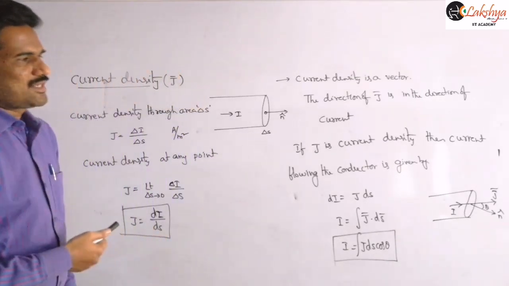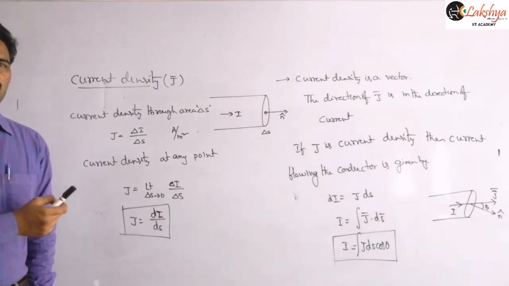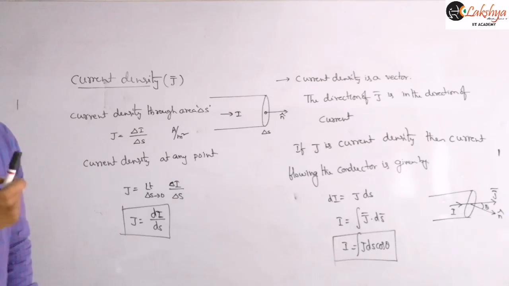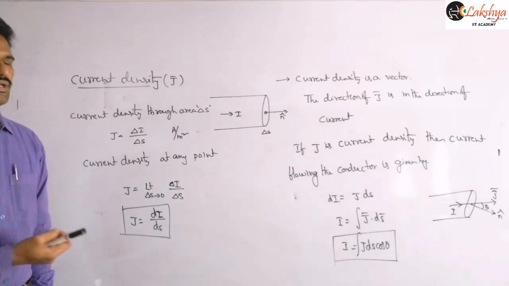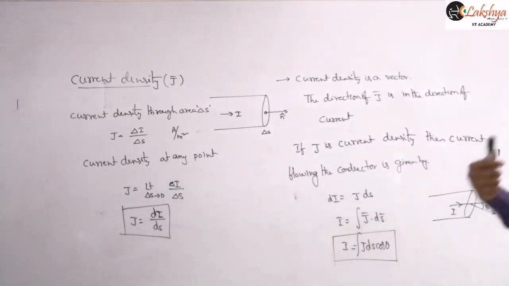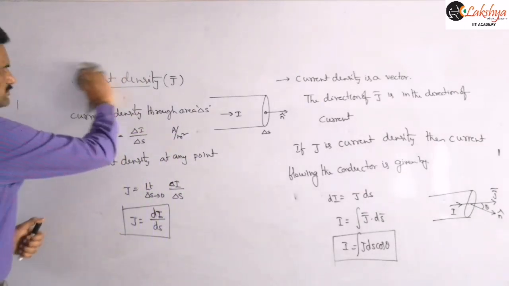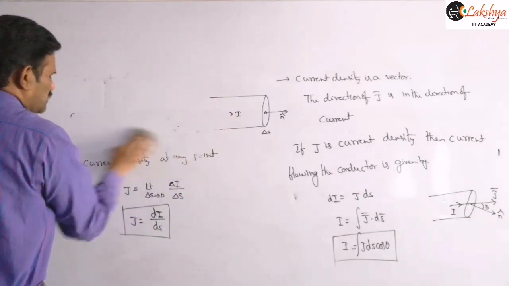So that is about the current density. The definition of current density is simply current per unit area. I by A or I by S is called current density. The unit is ampere per meter square, and it is a vector quantity. Its direction is in the direction of the current, right?